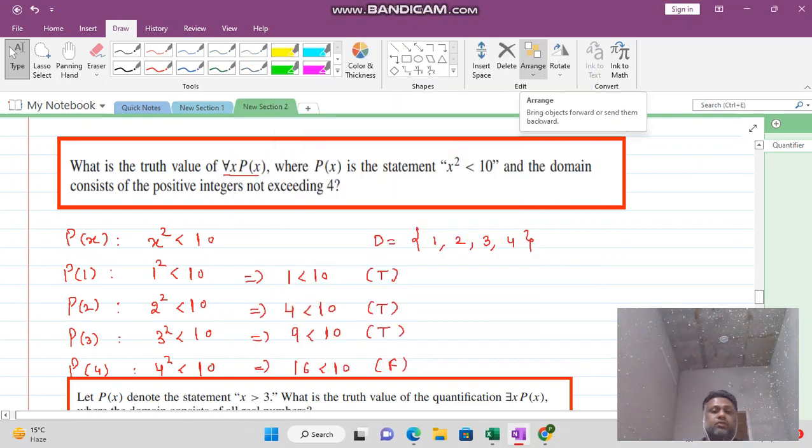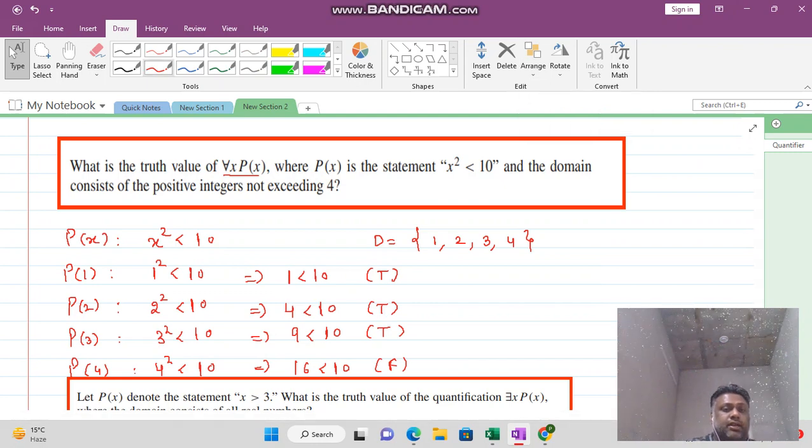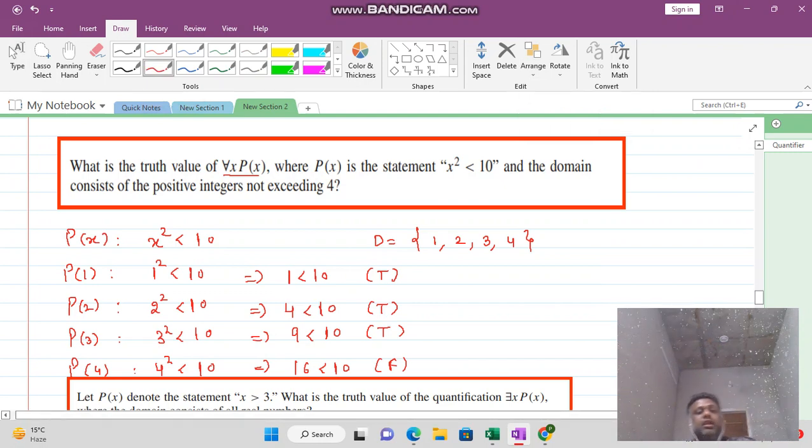Okay, welcome viewers. So we were solving this question in the last lecture: what is the truth value of "for all x, P(x) is true", where P(x) is x square is less than 10, and here we have the finite domain, which consists of the positive integers not exceeding 4. So in this domain we have elements 1, 2, 3 and 4.